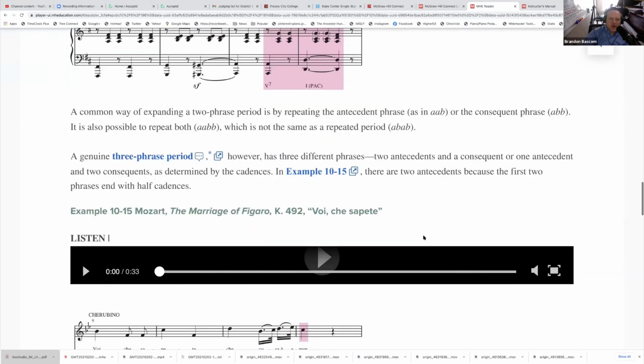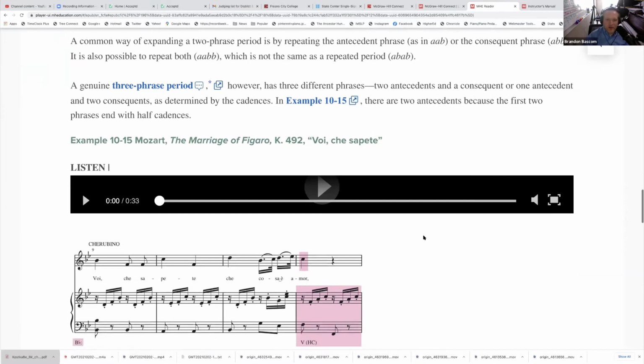A common way of expanding a two-phrase period is by repeating the antecedent phrase, as in AAB. Now notice, Catherine, these are little lowercase a's and b's, and not capital A and B, just so we're not confused when we were talking about A section and B section earlier. We're going to label our little phrases with A's and B's. So we're going to repeat the antecedent phrase and make it an AAB, or we're going to repeat the consequent phrase and make it an ABB.